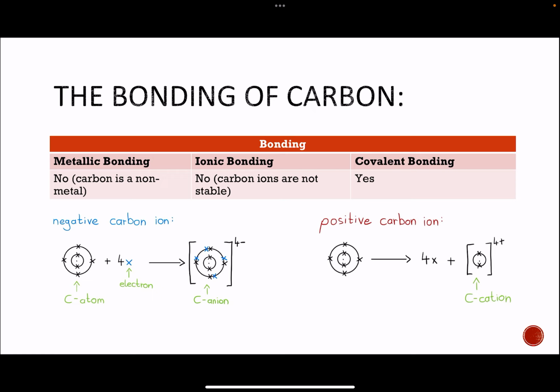In the end, it has to be that carbon bonds covalently. And yeah, we want to look at covalent bonding right now and how it explains the variety of compounds that are able to be formed by the element of carbon.